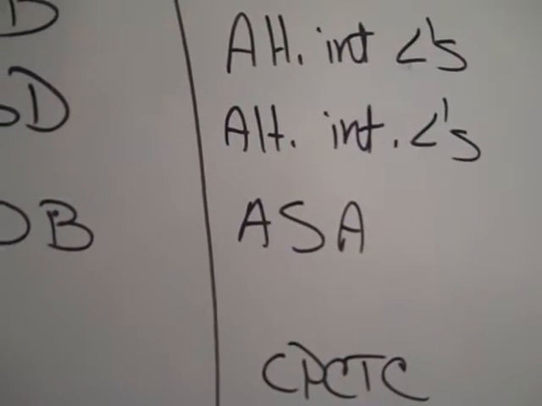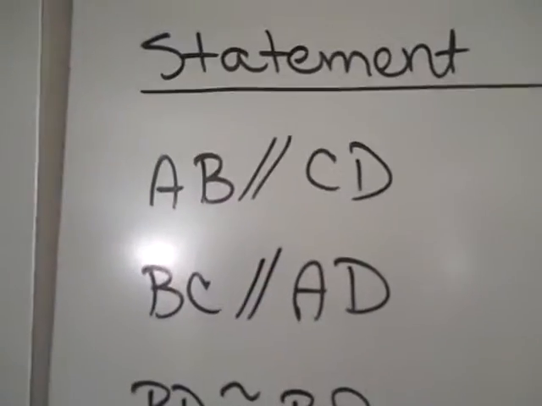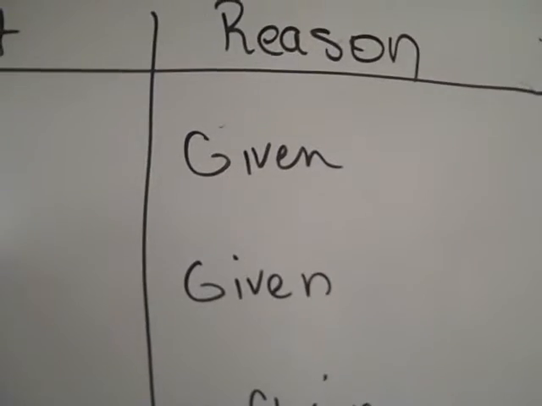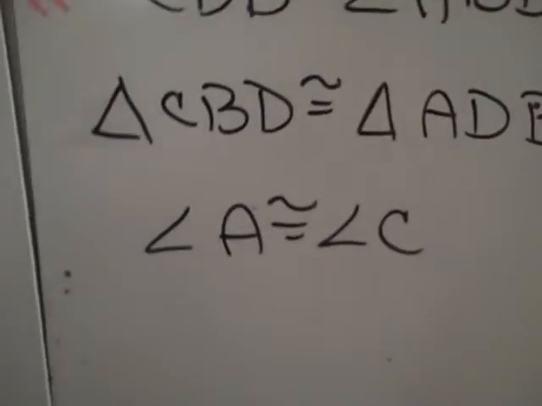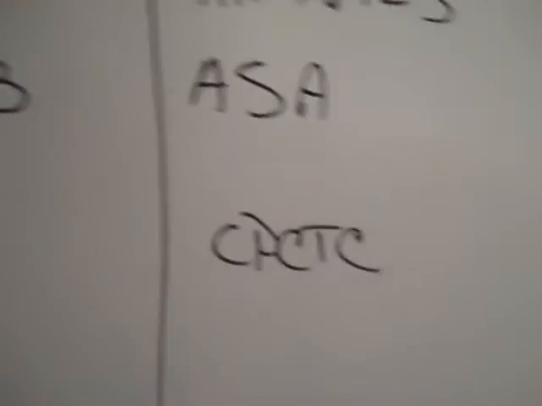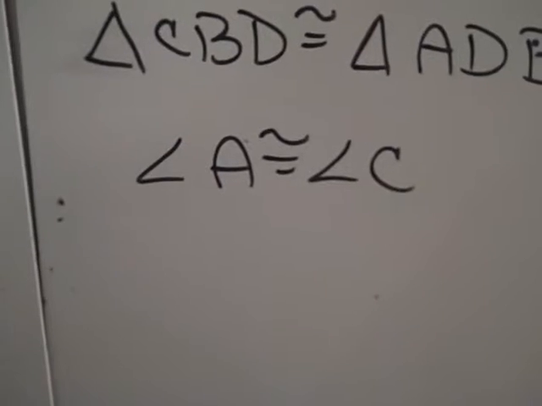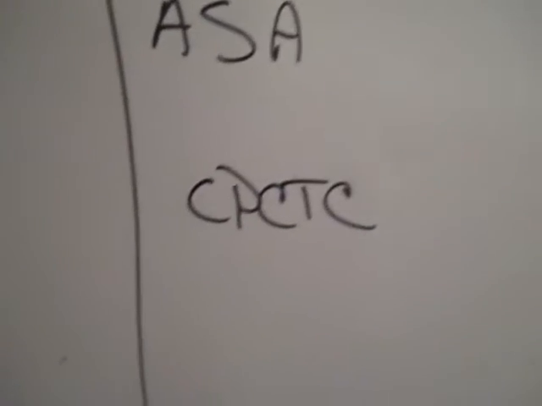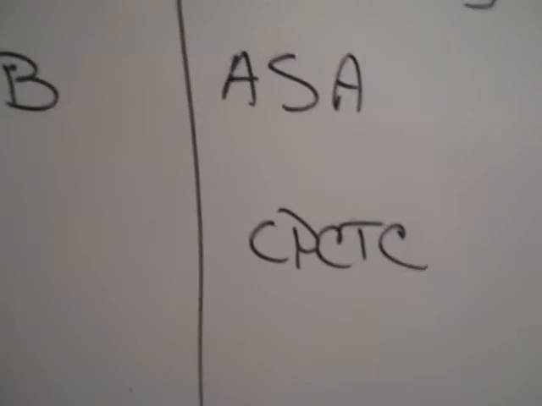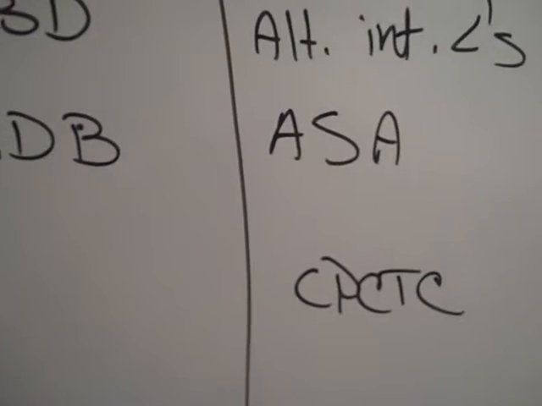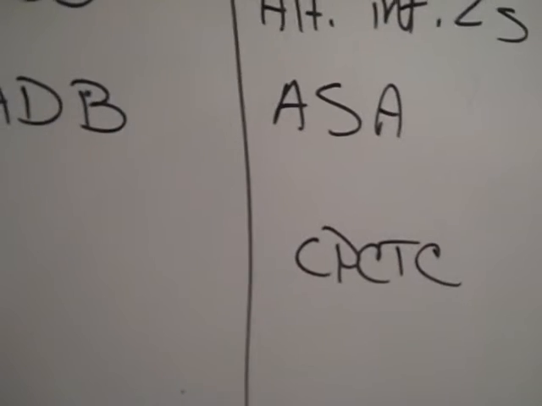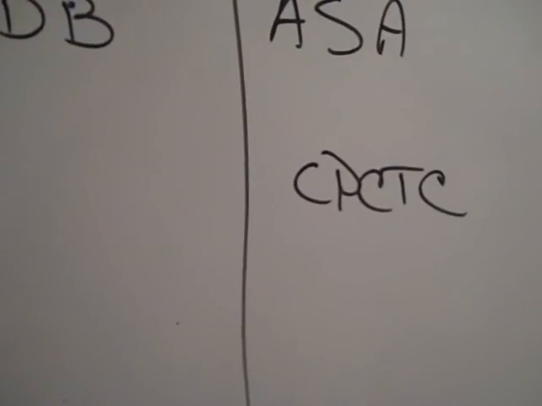So now, not only do you automatically know that the first 2 statements are given to you, your first 2 reasons are automatically given, your last statement is automatically what you're supposed to prove, and your last reason is automatically CPCTC. So in each one of these proofs, you automatically know 6 lines before you even start. It's your job to become proficient enough to fill in the rest.